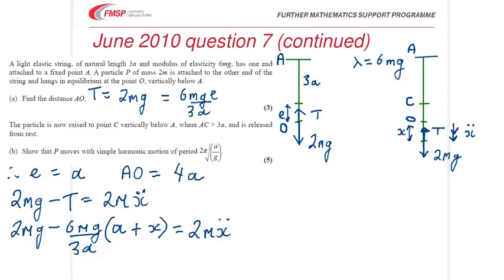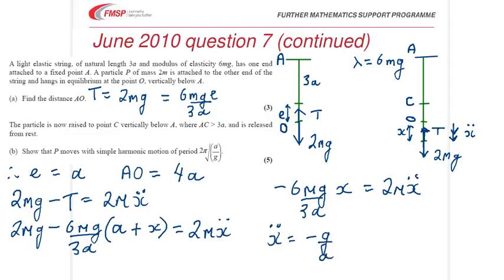So what we end up with is minus 6mg over 3a x equals 2m x double dot, and that tidies up to minus g over a x. So omega squared is g over a. Just fit that in, bit short of room here. Omega squared is g over a. T equals 2 pi over omega, which is 2 pi square root of a over g. Correct. That's what they want.